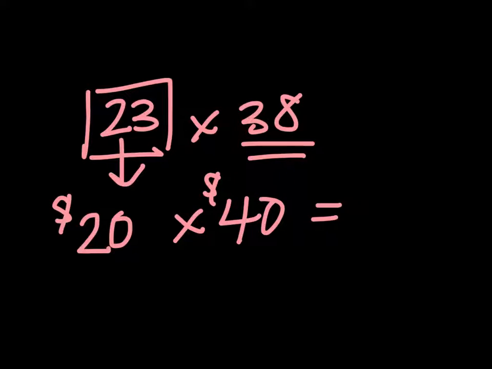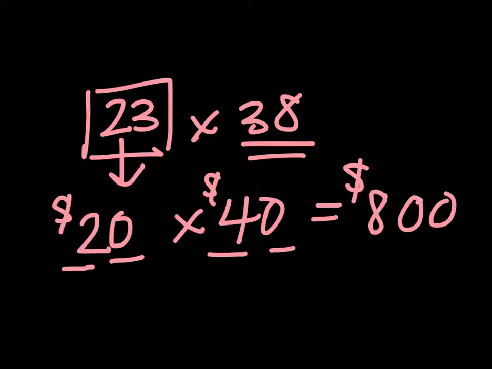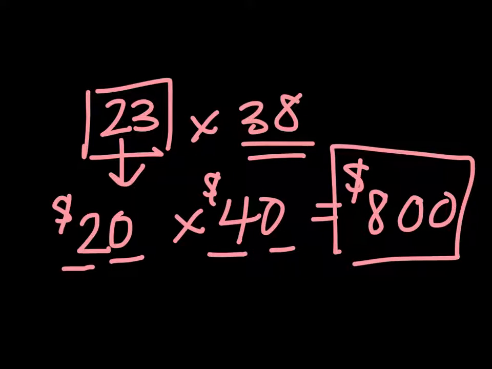So what I'm really doing here is multiplying 20 times 40. 2 times 4 I know is 8, and then I'm going to add my 2 zeros, so it's going to cost me about $800 to buy shirts for each person.